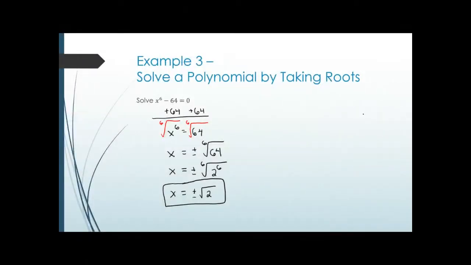So that's the third way to solve a polynomial. If it's in some form where it's like x to some power plus or minus a number, then you would solve it by taking roots, whether it's the cubed root or 4th root or 5th root or whatever root you need to do. And I just noticed that when I take that 6th root, I said that would be a plus or minus 2, but I wrote the root symbol. That root symbol disappears, so I should not have written that symbol there. I don't want to confuse anybody with that.